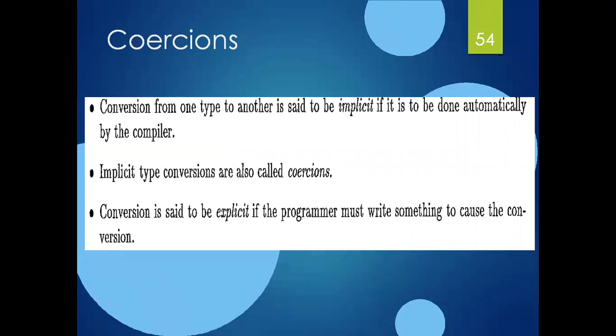But coming to the explicit conversion, if the programmer specially writes something for converting one type to another type, right? So it is an explicit conversion. Here there may be a chance of loss of information from the lines of the code. So these are the two types of conversions, implicit and explicit.